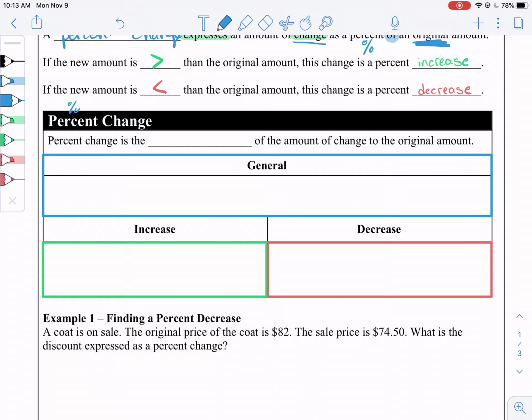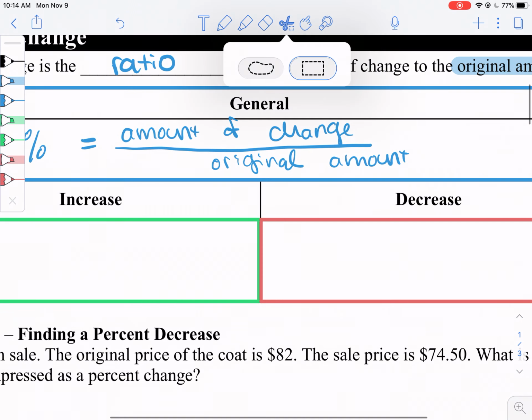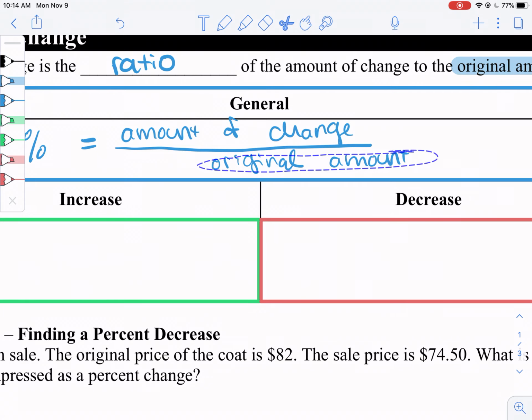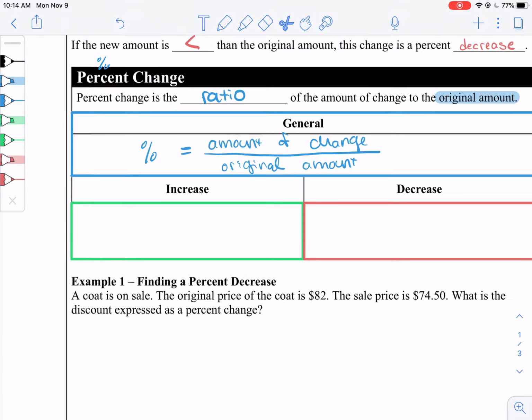So here we'll talk about percent change. Like we said, percent is a ratio. It's going to measure the change to the original amount. So that means the original is always going to go on the bottom. So percent change is equal to the amount of change, so increase or decrease, over the original amount. Basically it's how much it changes over what it used to be.